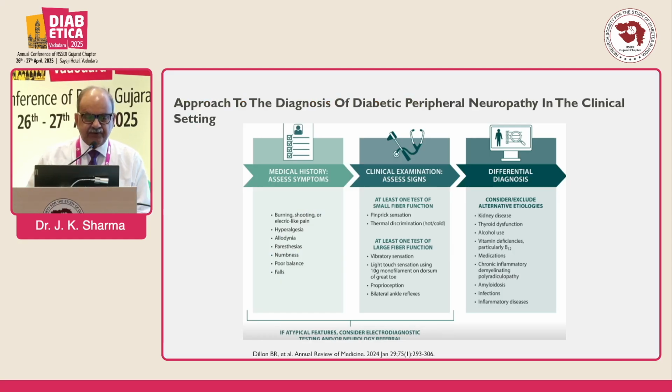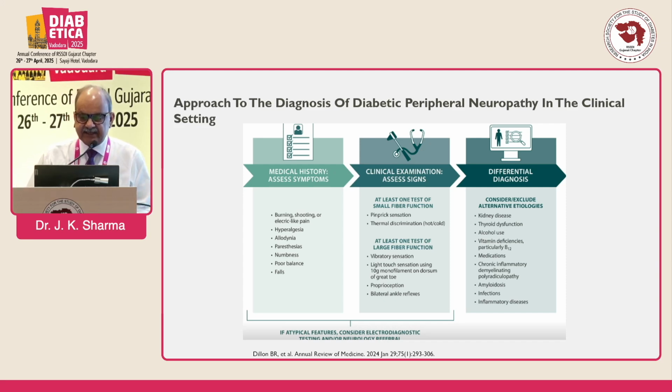Now, how to approach the diagnosis of diabetic peripheral neuropathy in the clinical setting? Medical history: assess the symptoms of burning, shooting or electric-like pain. At times, we have to ask the patient leading questions regarding this. There may be hyperalgesia, allodynia, paresthesia, numbness, poor balance and falls, which is again very frequent.